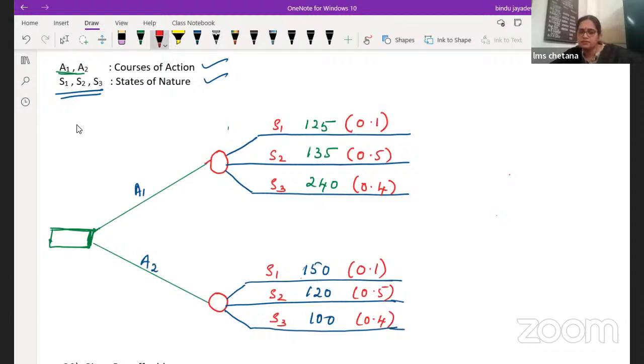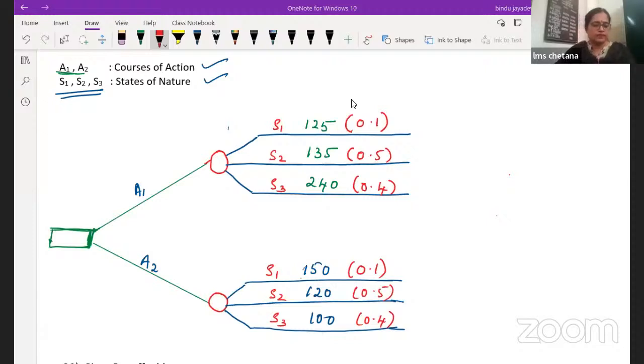Clear the steps? 2 A1, A2 main circle ending. From the circle, 3 lines S1, S2, S3. Here also 3 lines S1, S2, S3. Yes. Now what to do last? Okay. Last part. How to do it?